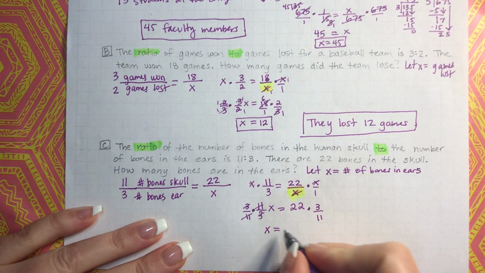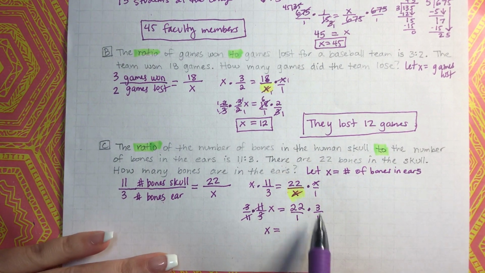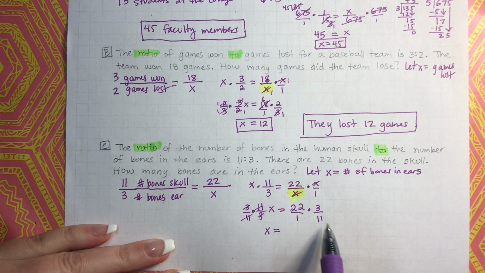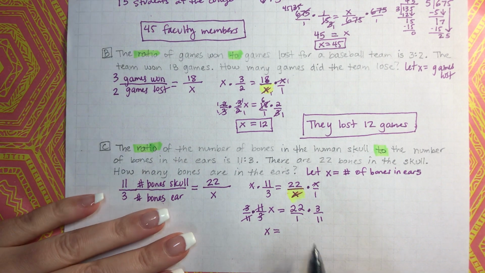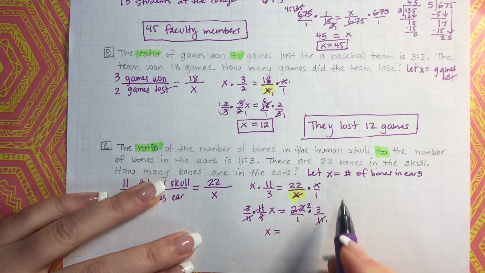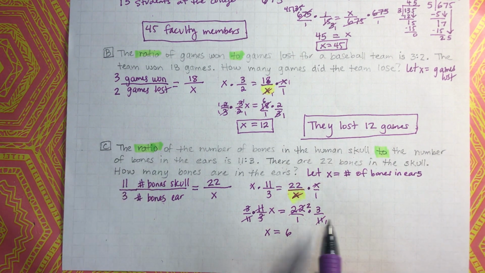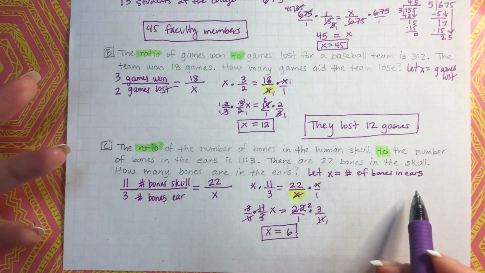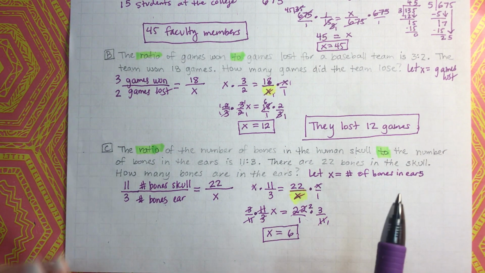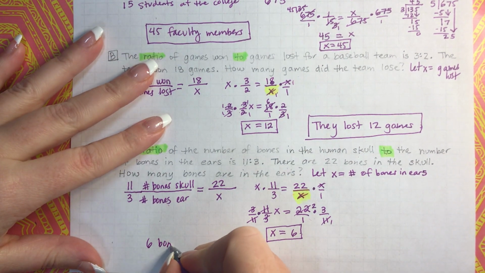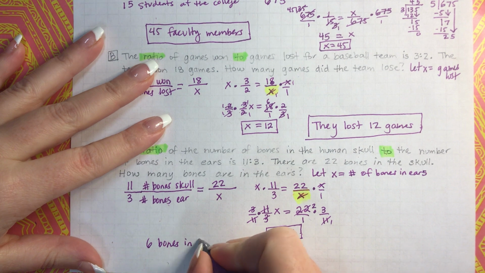We are left with x equals, this is 22 over 1, and we're multiplying fractions, so we always look to cross cancel first. Cannot do anything with a 1 and a 3, but what about the 22 and 11? Yes, 11 goes into both of those. 11 goes in there one time, 11 goes into 22 two times, and then we multiply across. 2 times 3 is 6. And 1 times 1 is just 1. 6 over 1 is 6. So there's our answer right there. So x is equal to number of bones in the ear. So how many bones are in the ears? 6. 6 bones in the ears.